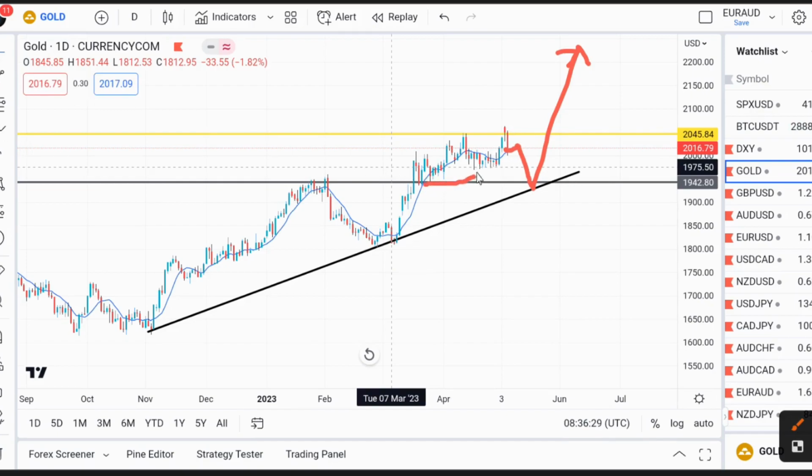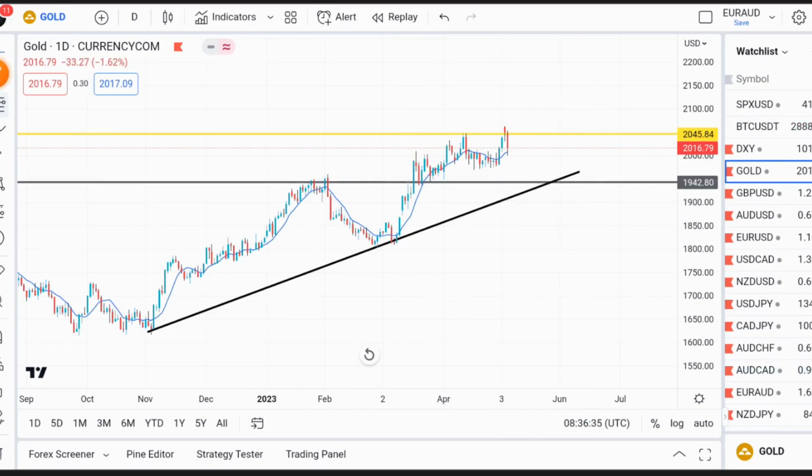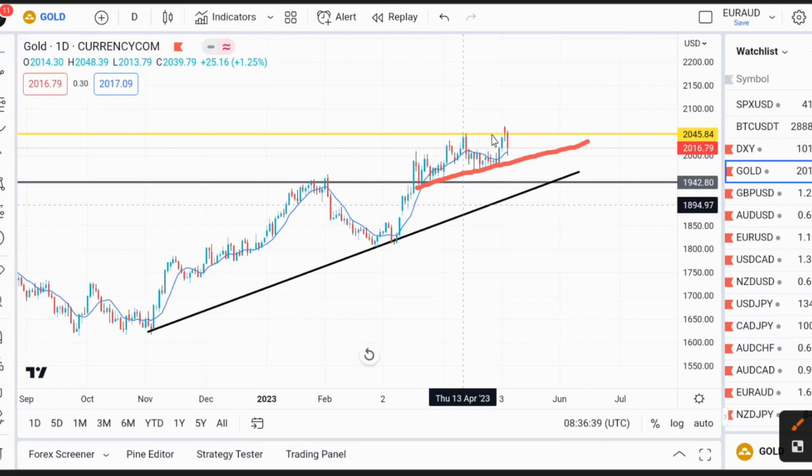So we might actually see a break of this level right here, or you see a bounce at this level. If it does not bounce at this level, then we should be waiting for a bounce at this level right here to break this particular resistance level.